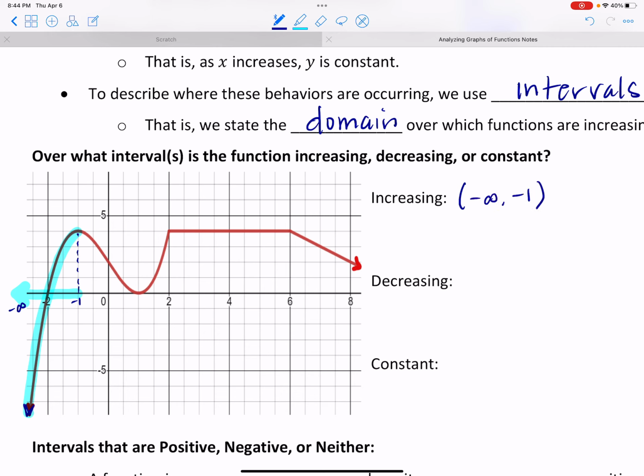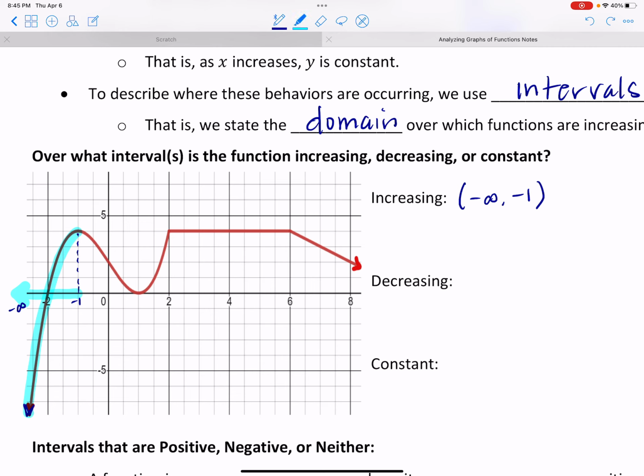And you may be wondering about the parentheses or brackets on these intervals. It's a little debatable, but I tend to use parentheses regardless. I always use parentheses on this interval, because if I ask you what's happening at -1, at this point we aren't actually increasing or decreasing, so I don't think we can include that endpoint. Now again, some teachers would argue that, but I'm going to go with parentheses, okay? So that little section was increasing.